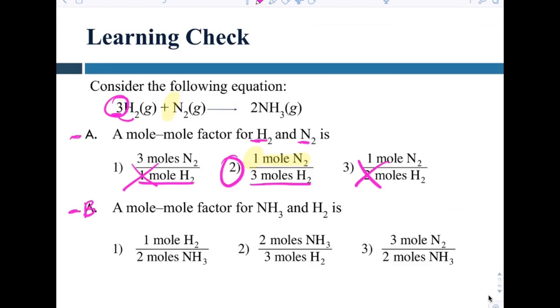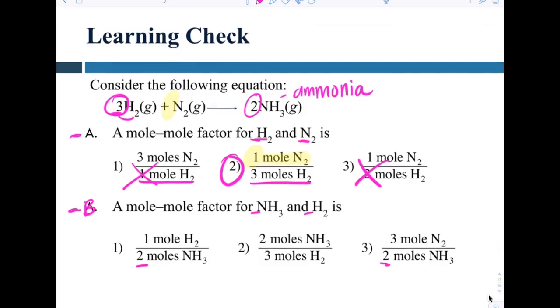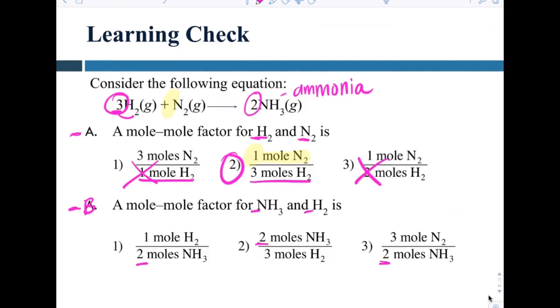For part B, between ammonia, this is ammonia. Remember, ammonium has 1 more hydrogen, and it's positive. So the number in front of ammonia is 2. So I'm going to look here. Here's a 2, here's a 2, and here's a 2. Okay, so I haven't really narrowed anything down. All of these have the 2 in front of ammonia, which is good.